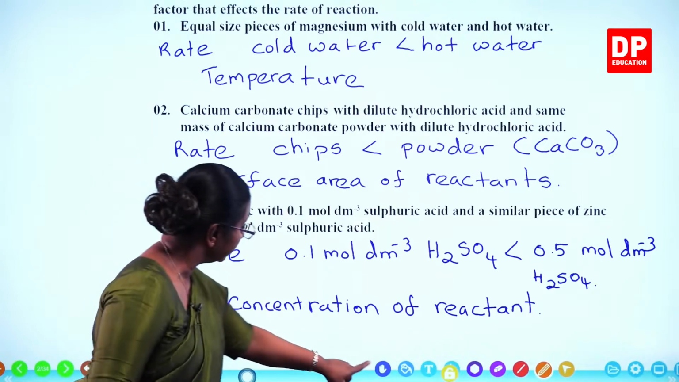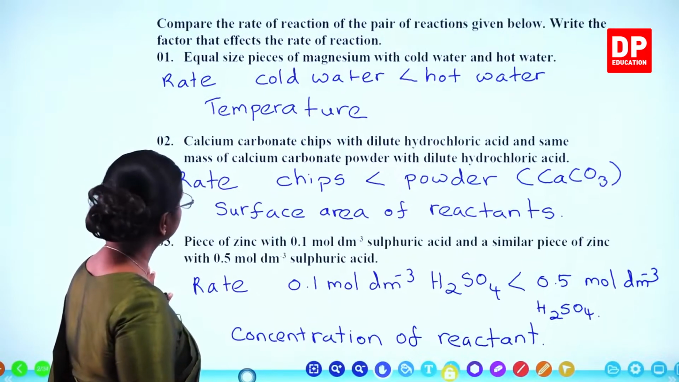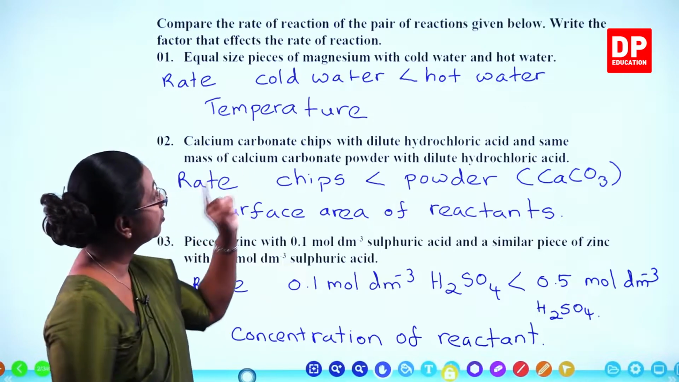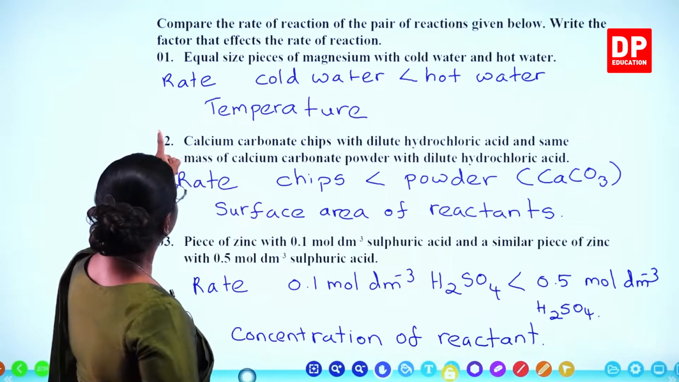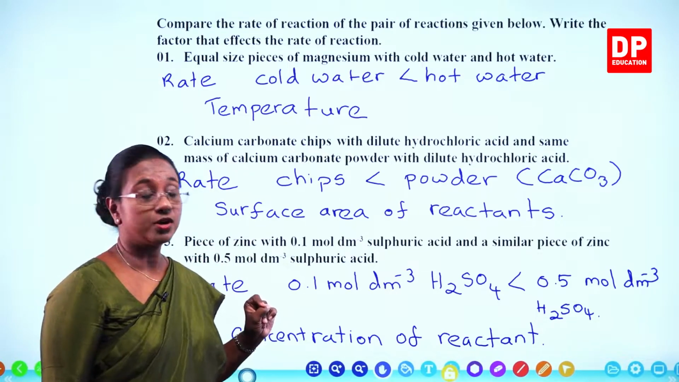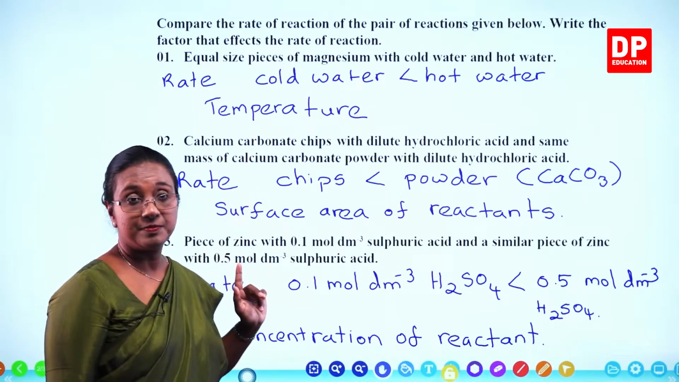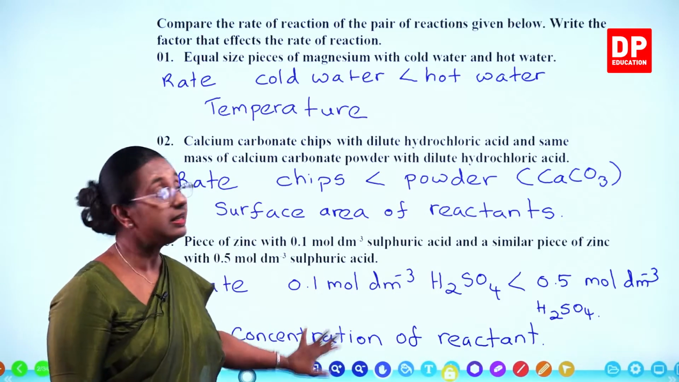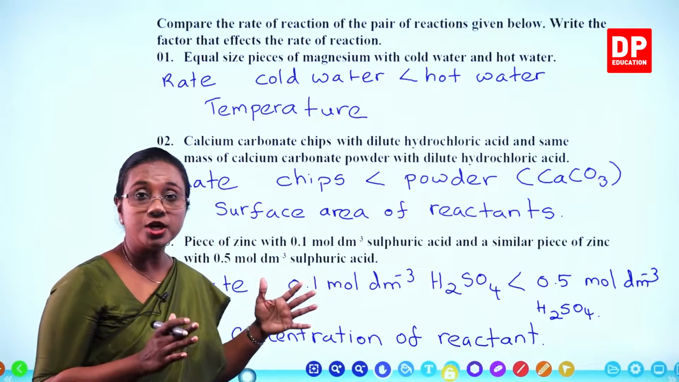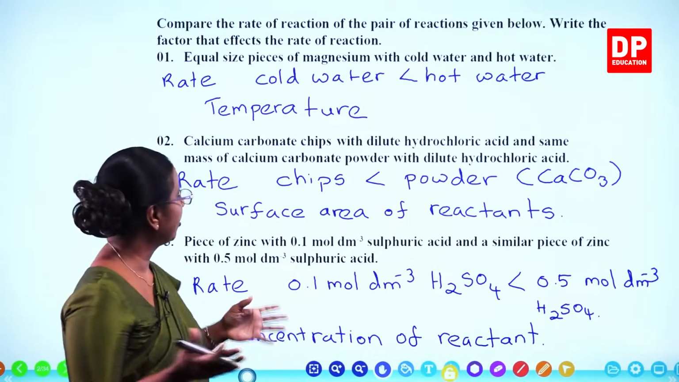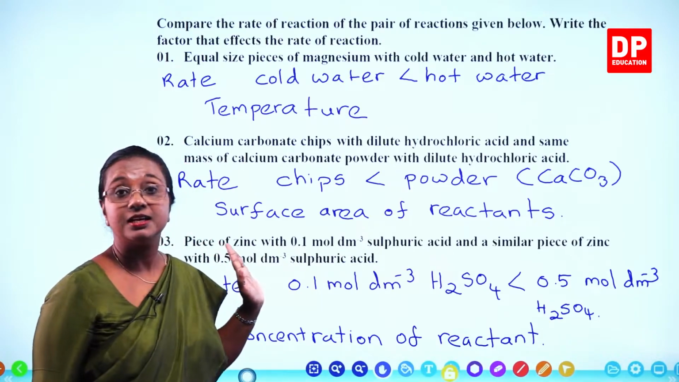So those are the three sets of reactions. First one, equal size pieces of magnesium with cold water and hot water. The rate is less when it is cold water, it is more when it is hot water. And the factor is temperature. Here students, you all don't have to write the answer in this manner. I have written it very short. You all can write it as a sentence also. That is up to you all, as long as you give the correct concept.